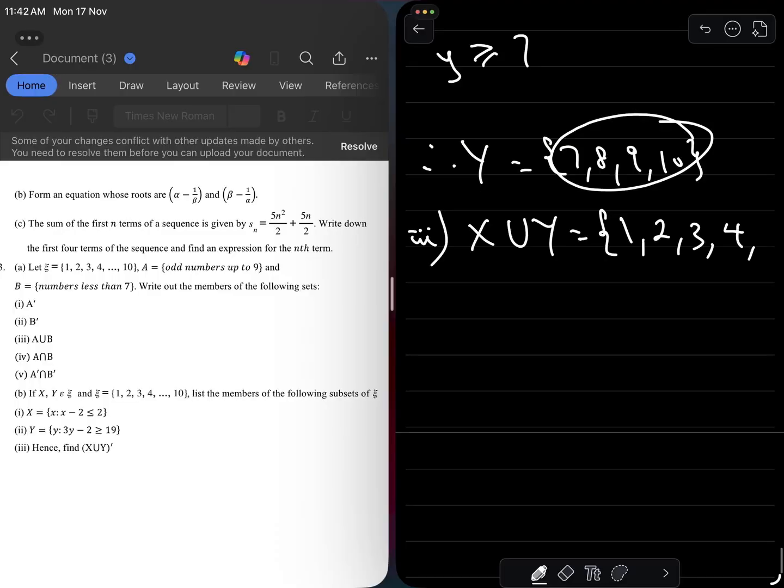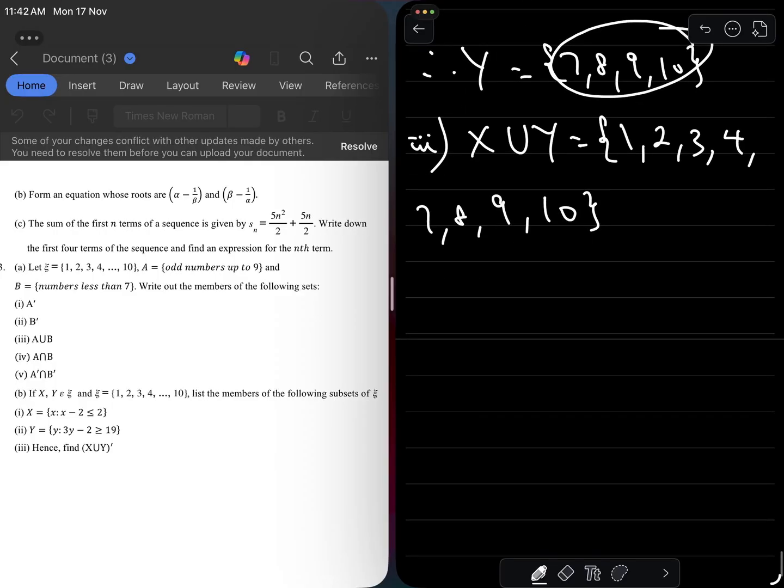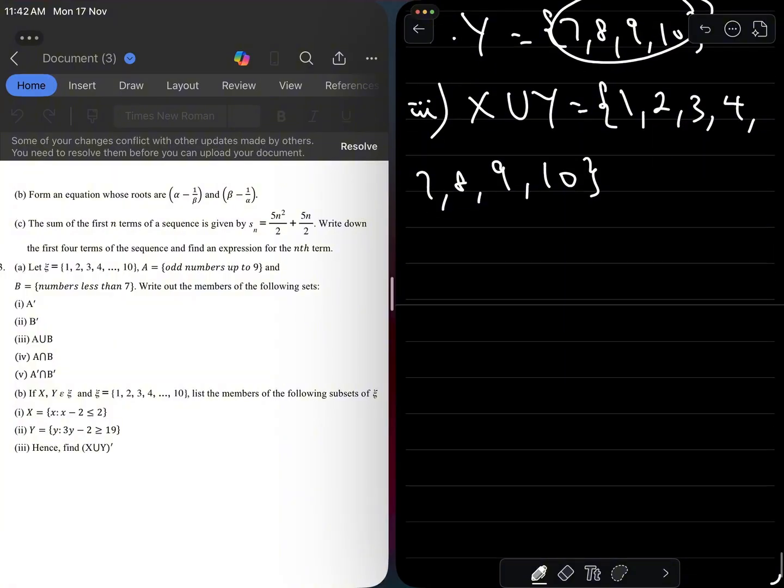So 7 is in Y. Have we already written it? No, we've not already written it, so we write that. 8 is in Y. We've not already written it. We write it. 9 is in Y. We've not written it already. And 10 is in Y. We also haven't written it already. So that means the set X union Y has elements 1, 2, 3, 4, 7, 8, 9, and 10.